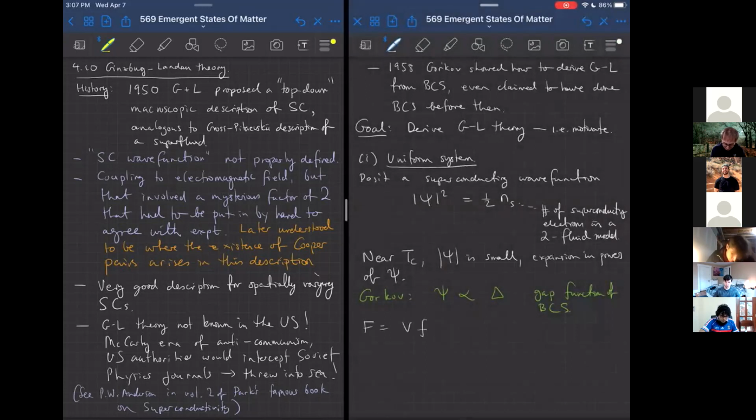Okay, so then what we're going to say is that the free energy of the system is just the volume times the free energy density, and we can write down the free energy density in the superconducting state as the free energy in the normal state plus a contribution that comes from the wave function, and we're going to write that contribution as alpha times psi squared plus beta over 2 psi squared squared.